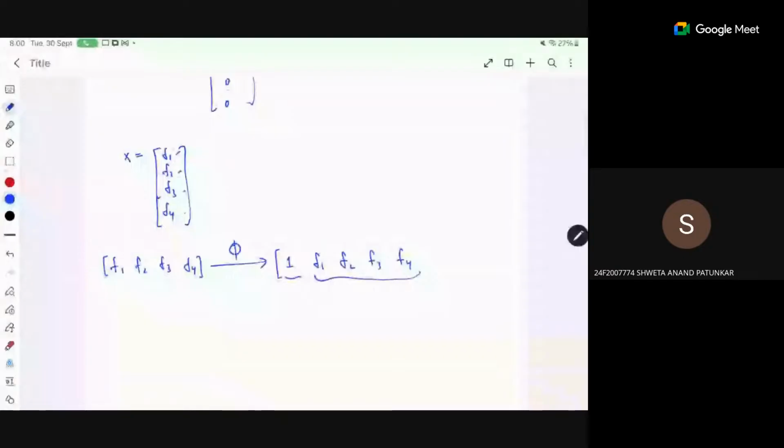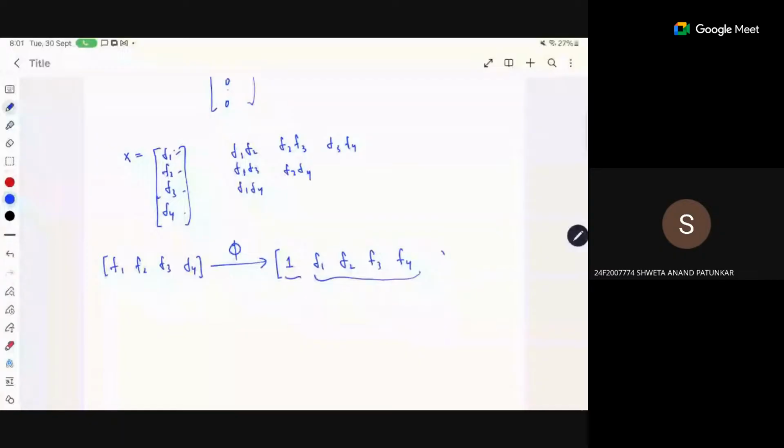Then what would I want? I would want each of these features to be related. So I would want F1, F2. I would want F1, F3. I would want F1, F4, right? Then I would want F2, F3. I would want F2, F4, and I would want F3, F4, right? How many are these? 6. That's fine.